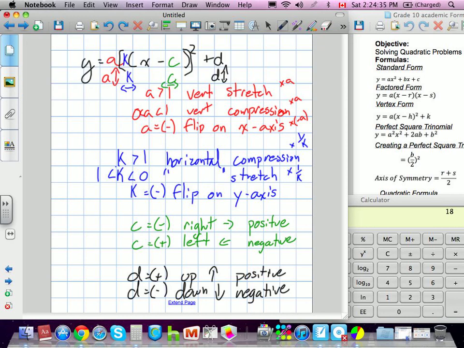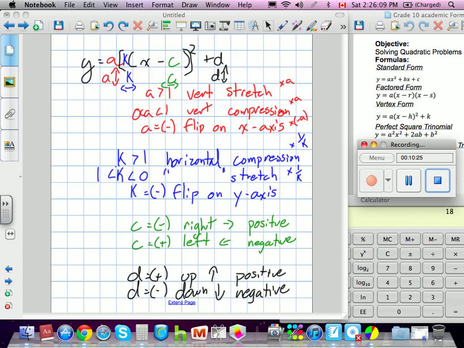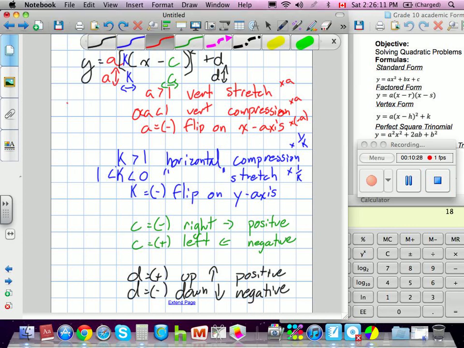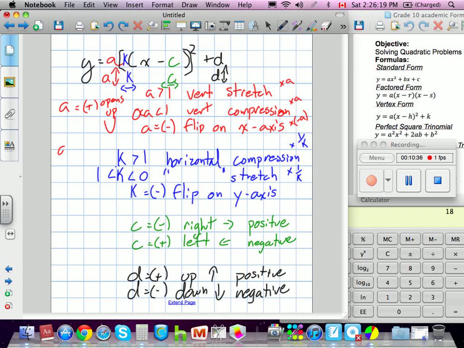So along with that, when a is positive, it opens up, or in other words, like this. When a is negative, it opens down. Sad face. Okay, this is a function that models a ball being thrown in the air. Essentially, it's an upside down parabola, right? Because our a values are negative. So we have something like that.